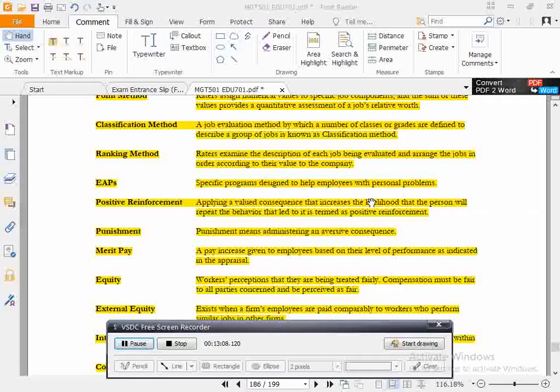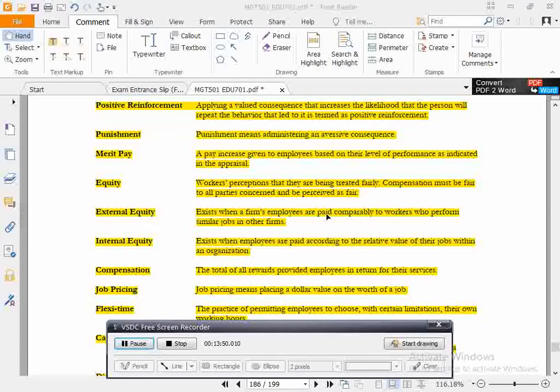EAPs. EAPs are specific programs designed to help employees with personal problems. Positive reinforcement: applying a valued consequence that increases the likelihood that the person will repeat the behavior that led to it is termed positive reinforcement.